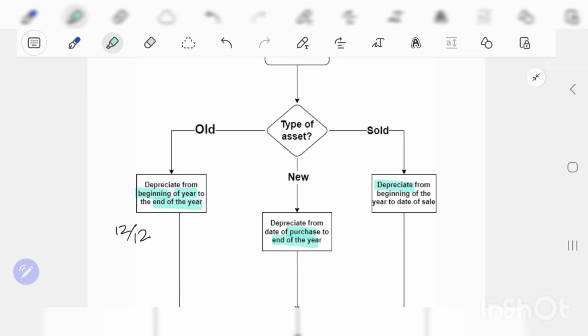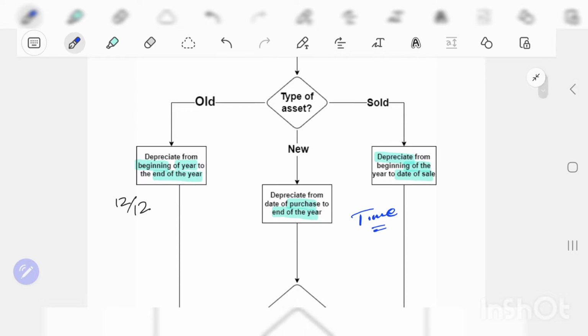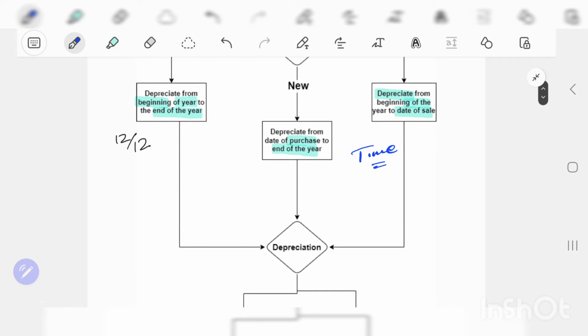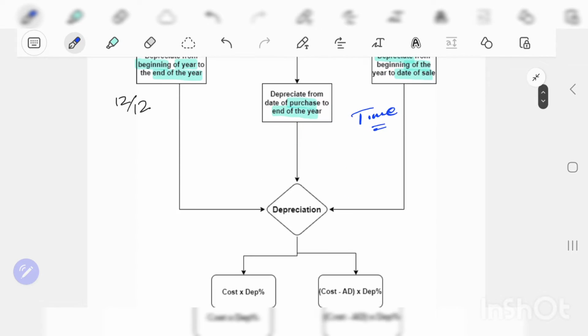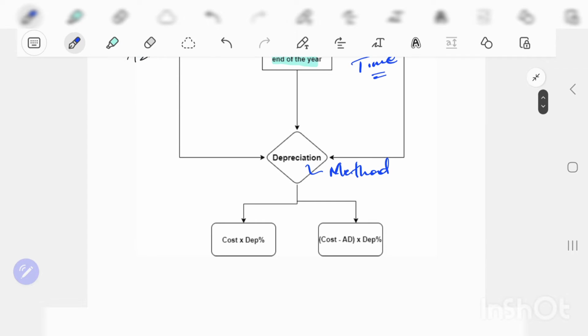So this asset must have been used within the business during the current year from the beginning of the financial year to the date at which you decided to sell the asset. So it's very important to take time into consideration when you are dealing with depreciation. So from there, you ask yourself now, which depreciation method was used?